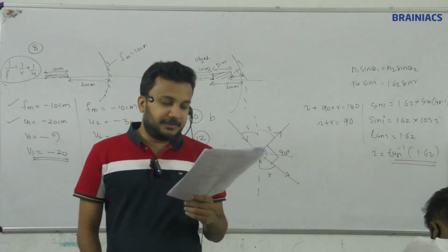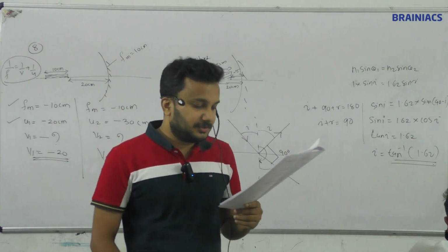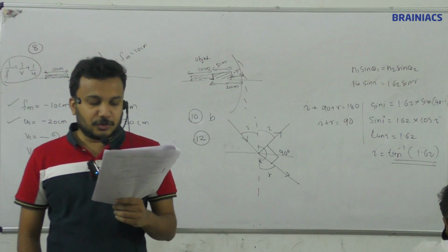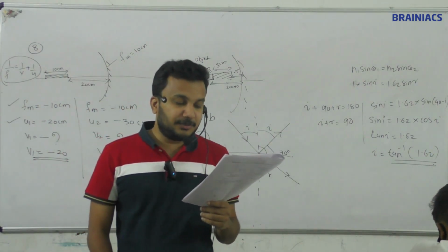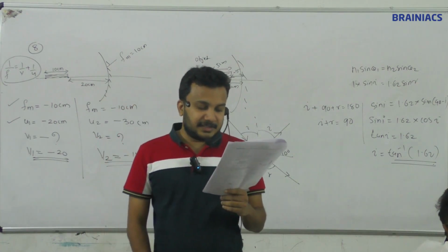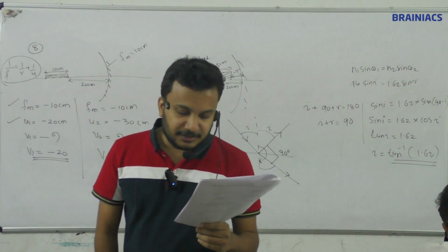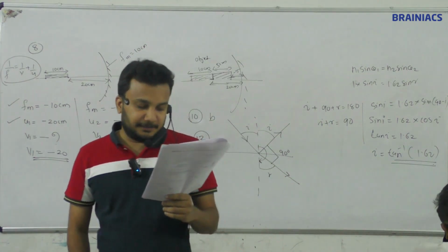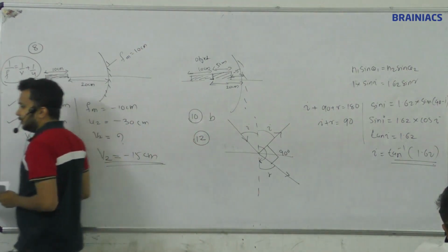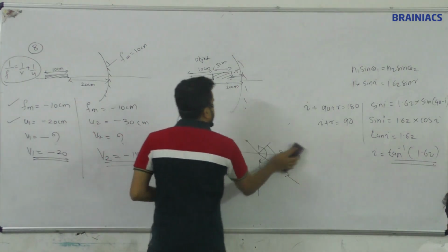Next one, 15th question. When a plane mirror is placed horizontally on level ground at a distance of 60 meters from the foot of the tower, the top of the tower and its image in the mirror subtend an angle of 90 degrees at the eye. The height of the tower will be. The challenge in this question is interpreting the diagram.